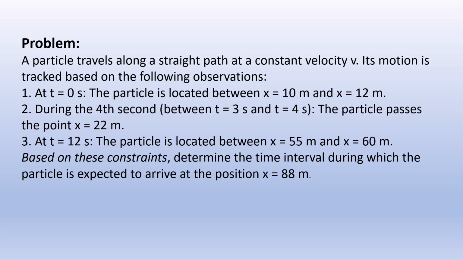Alright students, so here is our problem. A particle is moving along a straight path at a constant velocity v. Now we are given three observations about its motion.